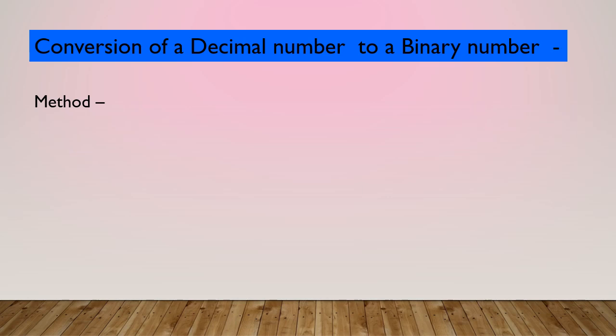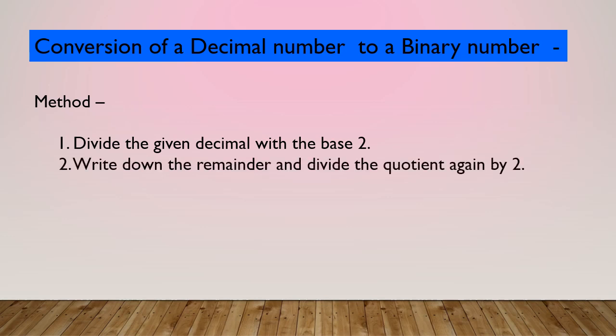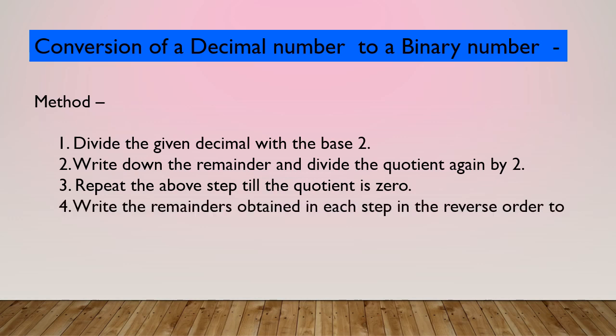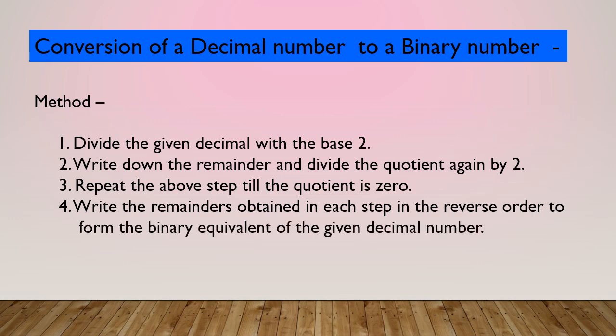The first conversion is a decimal number to a binary number. Let's see the method. When we want to convert a decimal number to a binary number, we divide the given decimal number by the base of the binary number, which is 2. Write down the remainder and divide the quotient again by 2. Repeat the above step till the quotient is 0. Write the remainders obtained in each step in the reverse order to form the binary equivalent of the given decimal number.